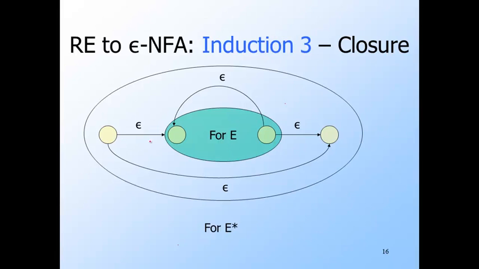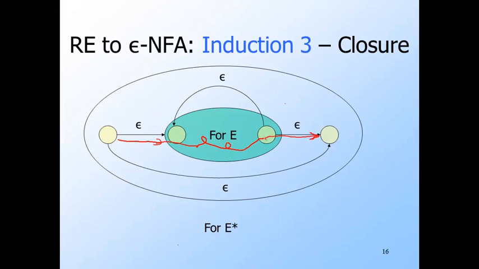The first of these epsilon arcs brings us to the start state for the automaton for E. We must traverse the automaton for E, following a path whose label is any string in the language of E. Now, when we reach the old final state of this automaton, we have a choice. If we follow the epsilon arc to the new final state, then we're done. We've found a path that has a label that is one string from the language of E.